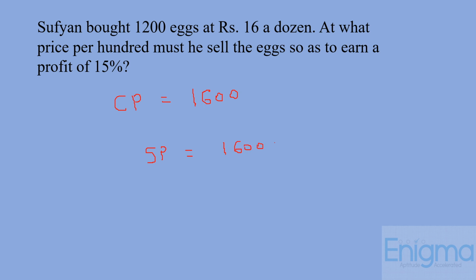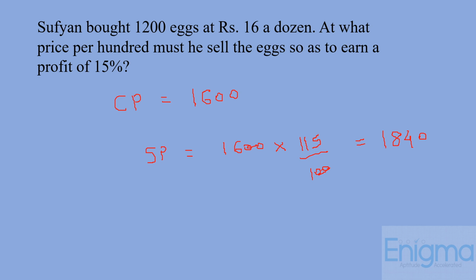cost price 1600 into 15%. मतलब कि यहाँ पे क्या आएगा? What will be the multiplying factor in this case? 1.15. Okay. You can also write it down as 115 upon 100. Okay. So zeros get cancelled out. You will have 16 into 115, which is 1840.